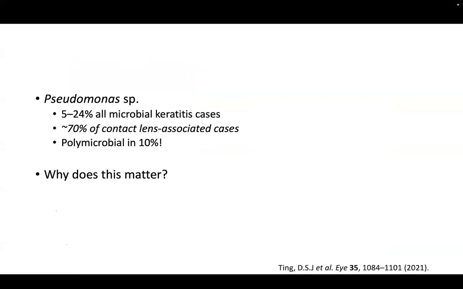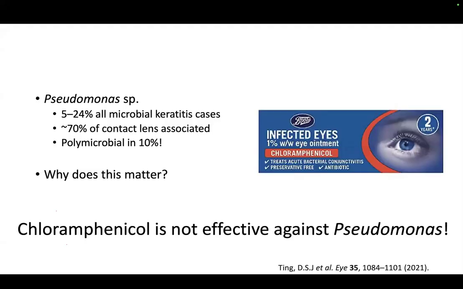So as I said, Pseudomonas species account for up to a quarter of all microbial keratitis cases and 70% of contact lens associated cases. But it's worth bearing in mind that most of these data sets indicate that other organisms are involved in about 10% of cases. And why does this matter? Well, just remembering that chloramphenicol is not effective against Pseudomonas.